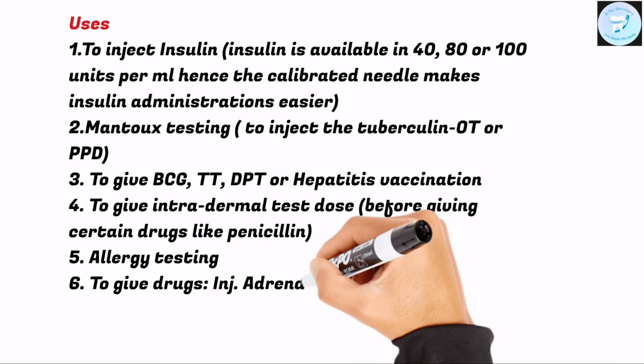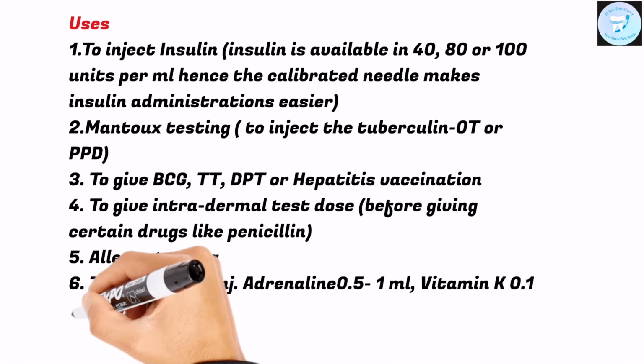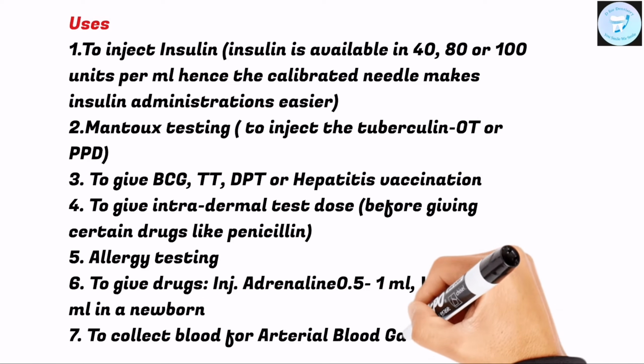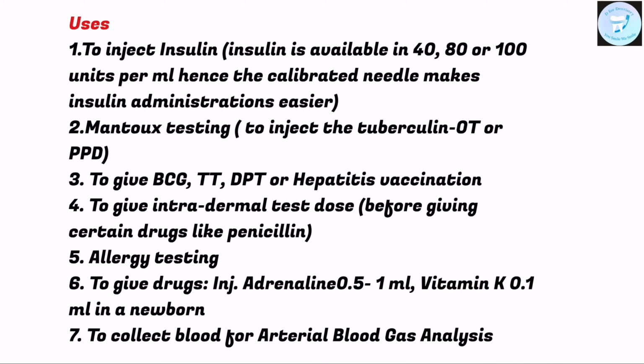Injection adrenaline 0.5 to 1 ml. Vitamin K 0.1 ml in a newborn. 7. To collect blood for arterial blood gas analysis.